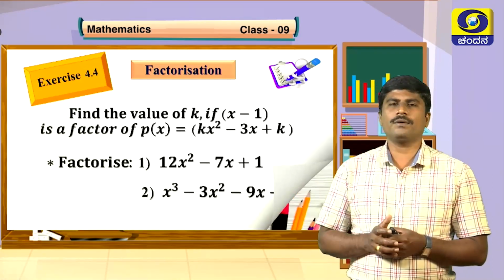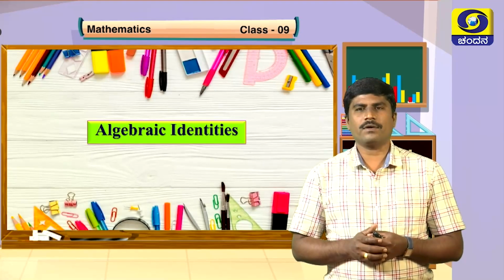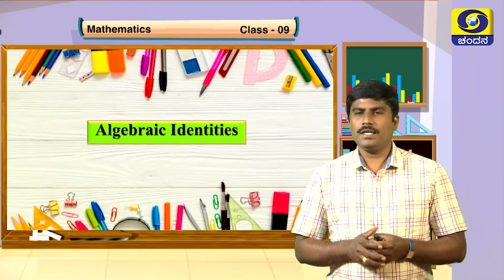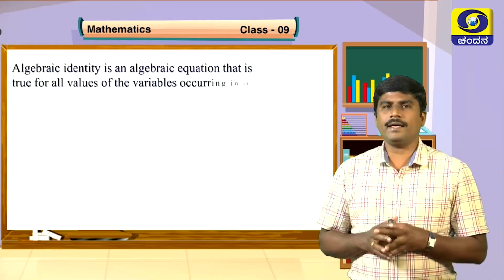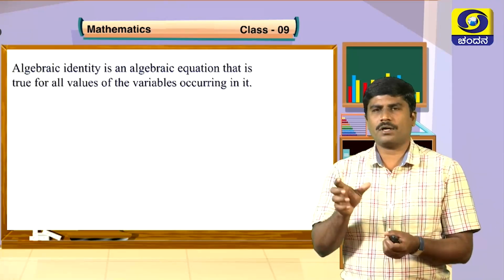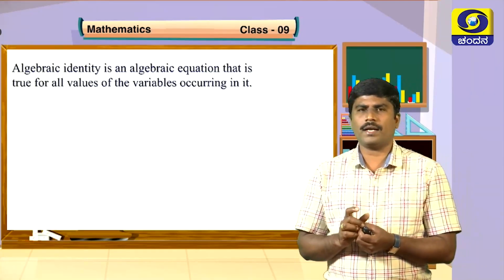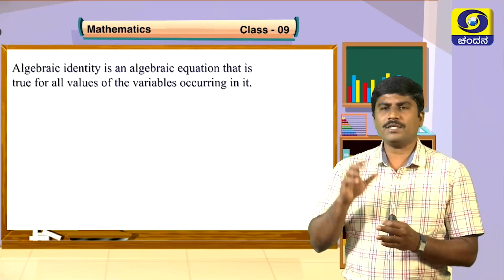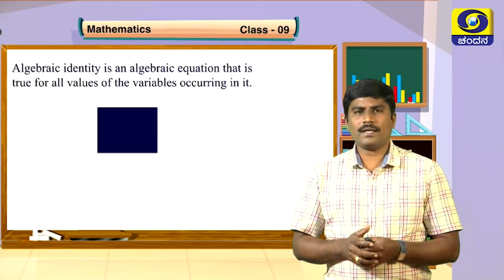Okay, let's move on to a few more concepts in our very important chapter that we call polynomials. In polynomials we have algebraic identities. In previous classes we came across identities. An algebraic equation is one where the left hand side is equal to the right hand side. An algebraic identity is an algebraic equation that is true for all the values of the variables occurring in it. Now let us understand this.